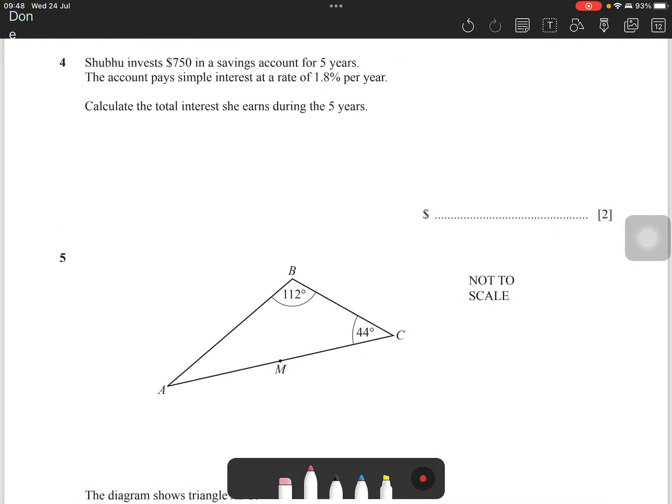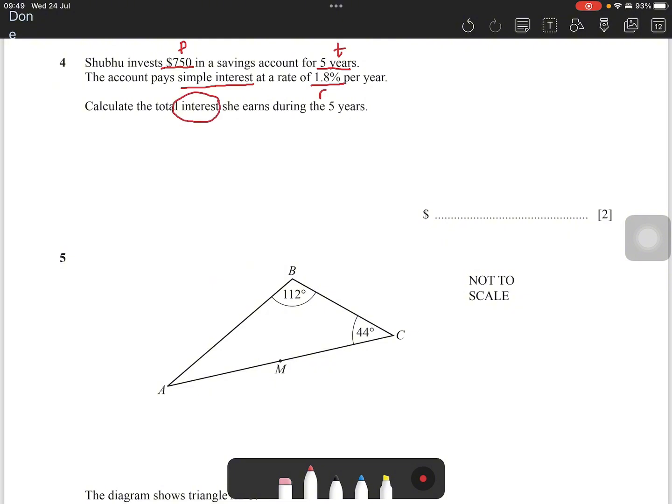Question 4. Shubu invests $750 in a savings account for 5 years. This is P, and this is the time. The account paid simple interest at a rate of 1.8%, this is R, per year. Calculate the total interest she earns during the 5 years.